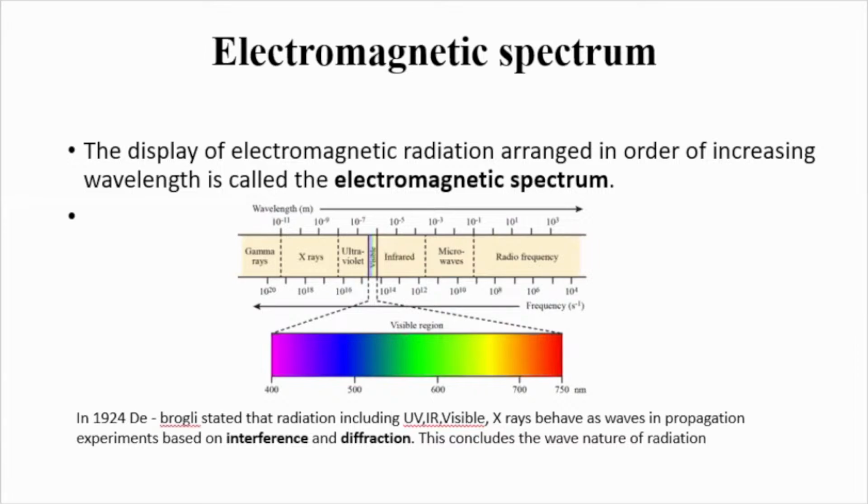So let's go to today's session again. The electromagnetic spectrum is the display of electromagnetic radiation arranged in order of increasing wavelength. wavelength එක වැඩි වෙන පිළිවෙලට හදපු electromagnetic radiations ටික අරගෙන හදපු display එකක් තමයි අපි කියන්නේ electromagnetic spectrum. Visible is the දෘශ්‍ය කිරණයි.